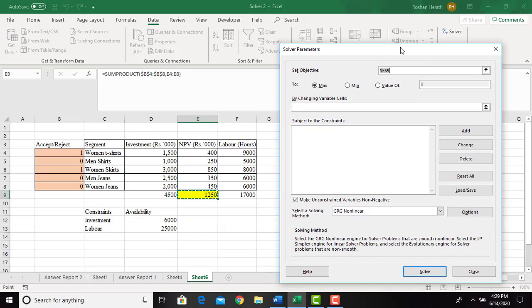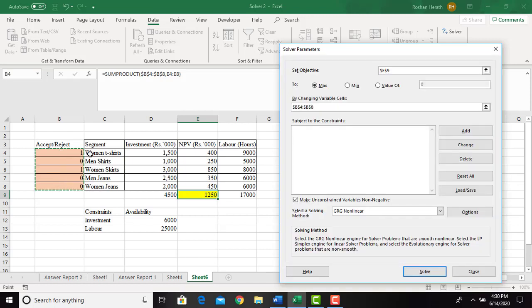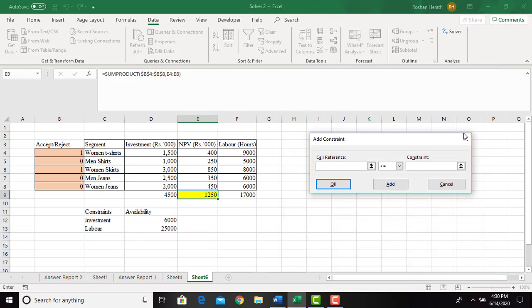So you can set the objective. You want to maximize this, maximize by changing what? Changing this area. You know, some of the projects you may accept, while some of the projects you may reject. Constraints. The first constraint is the investment should be less than or equal to the money that is available with you.